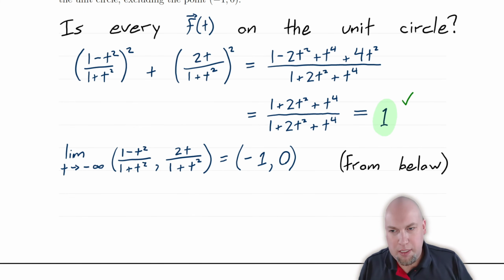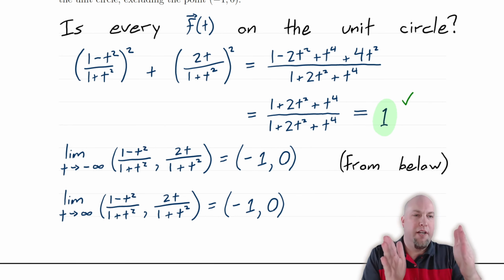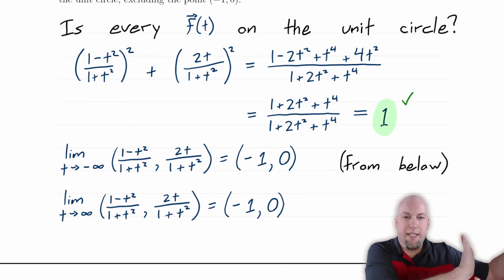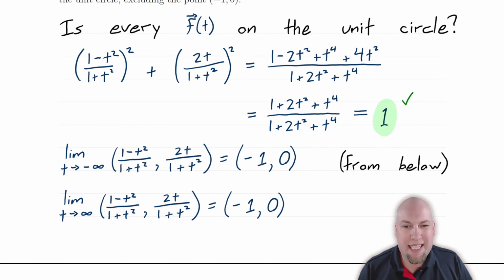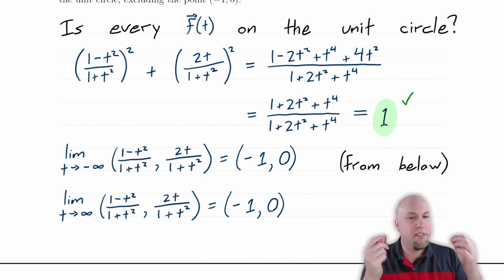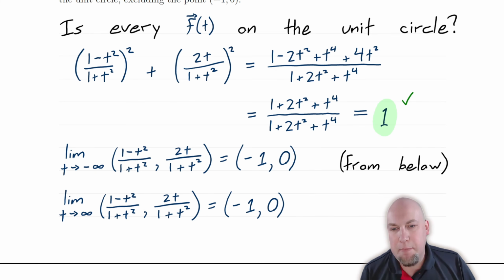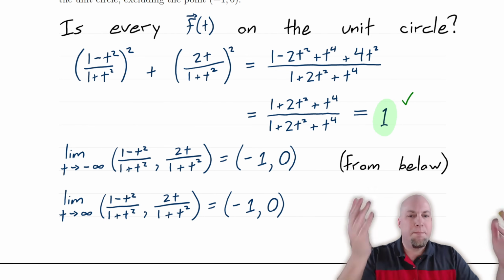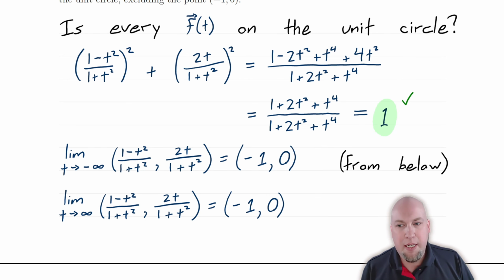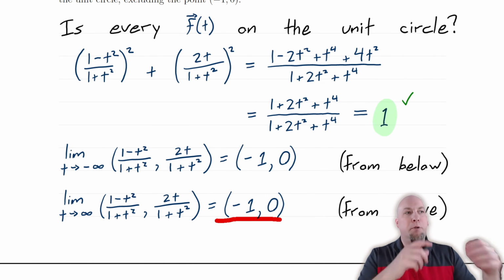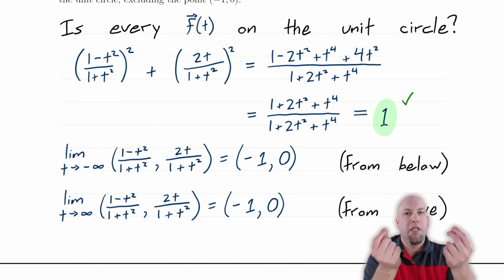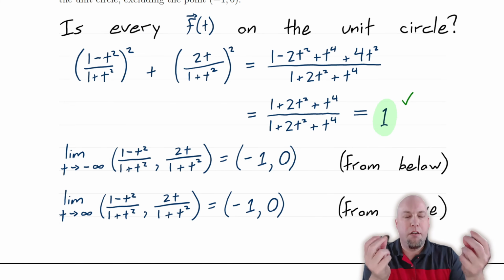Okay, so from below, let's do the same thing as t goes to positive infinity this time. The limit calculation works out exactly the same. You're still approaching the point (-1, 0). The only difference this time is that the y-coordinate is always positive. Since t is going to positive infinity, it's a positive number, so you've got a positive divided by a positive. That whole y-coordinate is positive. So this limit is the same point, but approaching it from above.